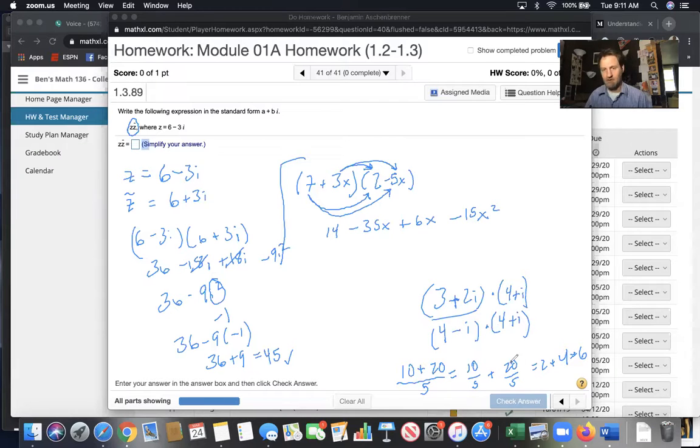of the top. Of course, I could have just done 10 plus 20 divided by 5. But in this case, I won't be able to do that because I'll have a whole number, sorry, a real number part and an imaginary number part. And so I'm going to distribute my division to get my A plus BI answer.